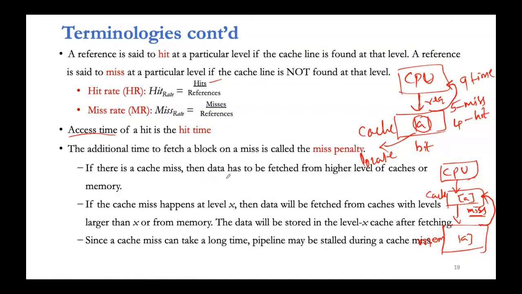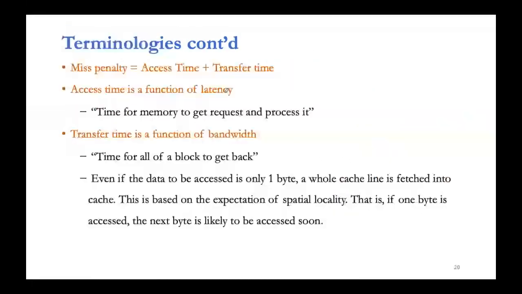So if there is a cache miss, then data has to be fetched from the higher levels of caches. If it is not there in the L1 cache, then it goes and accesses the L2 cache. If it is not there in the L2 cache, then go and access the L3 cache. If not there in the L3 cache, go and access the L4 cache. That is your DRAM. If not there in DRAM, then it goes and accesses the HDD, the hard disk. So if the cache miss happens at level X, then the data will be fetched from the caches at levels larger than the previous one. So this is the hit rate and your miss rate.